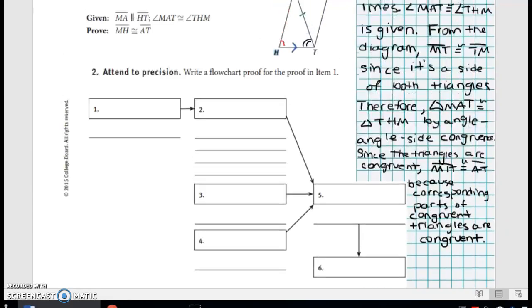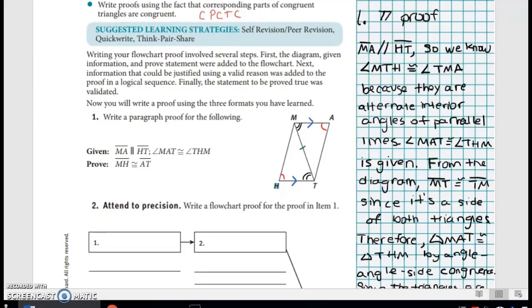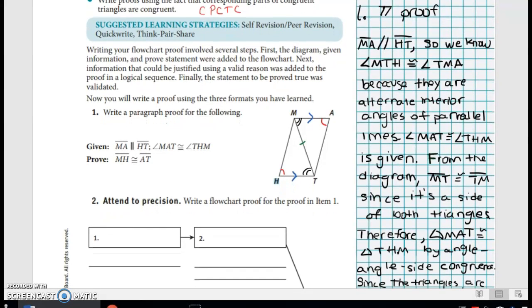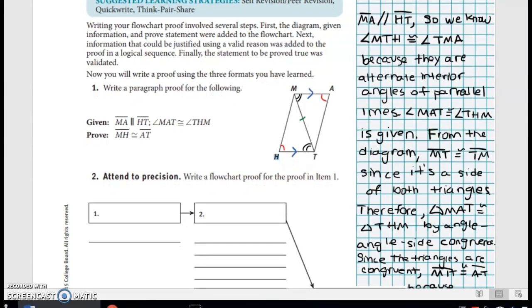So using this paragraph proof, we can help ourselves fill out the flowchart proof. The first statement for our flowchart proof is always going to be a given. I'm going to write this one in blue. So we've got our first given, which is segment MA is parallel to segment HT, and we always write the reason underneath, and the reason is given.